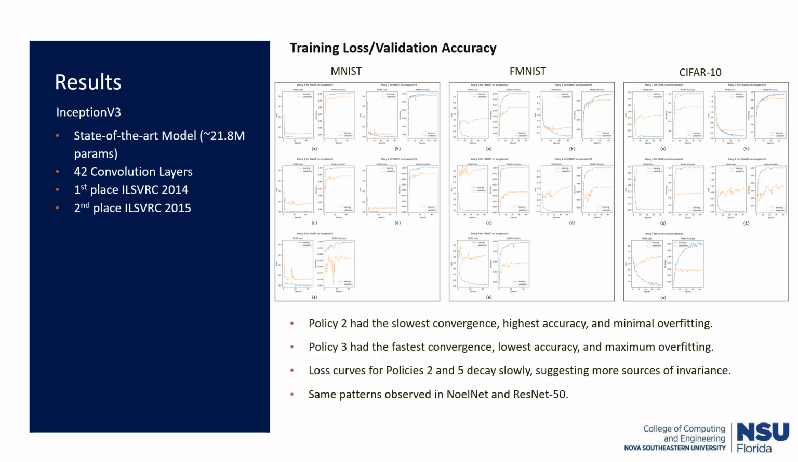In terms of the training loss and validation accuracy, once again, policy 2, which is represented by the B charts here, had the slowest convergence, highest accuracy, and minimal overfitting, while policy 3 basically had maximum overfitting and the lowest accuracy.